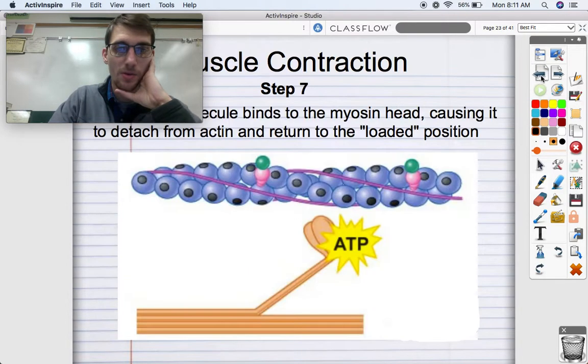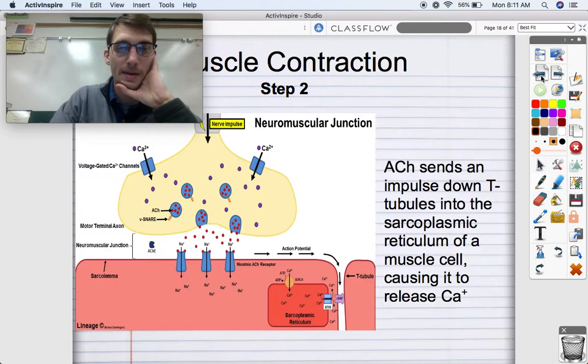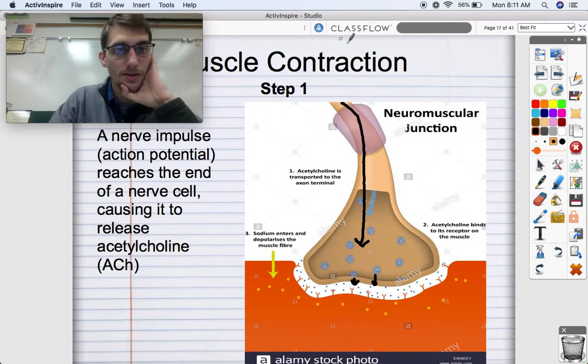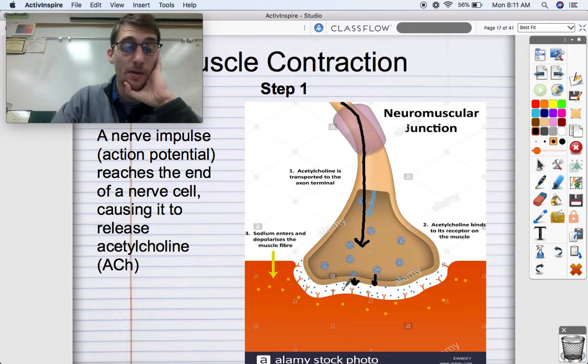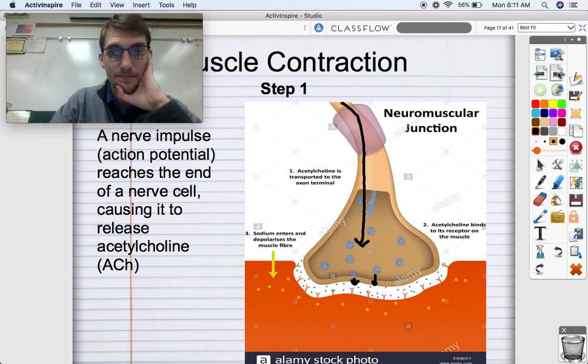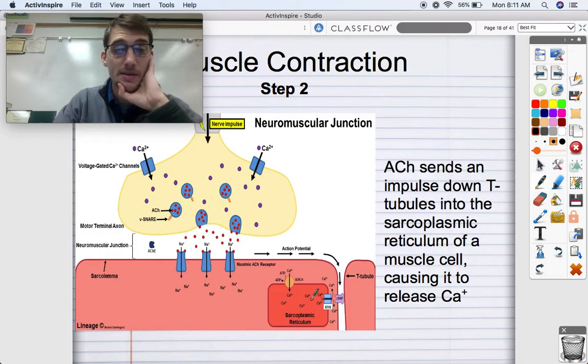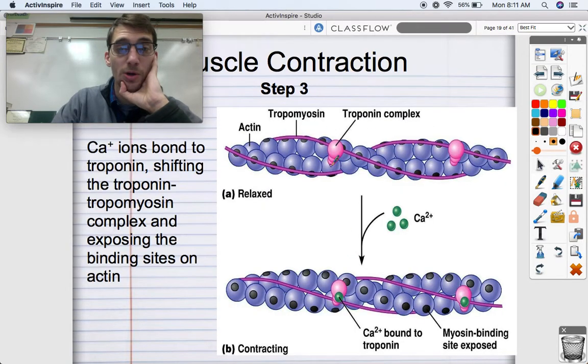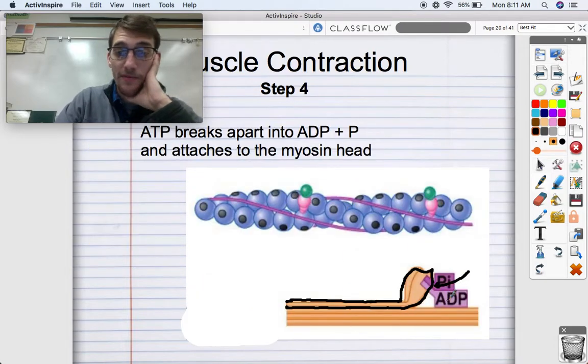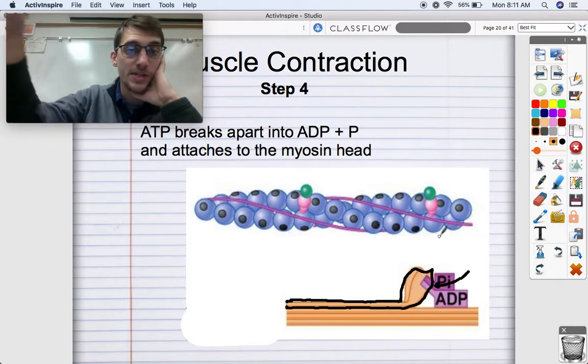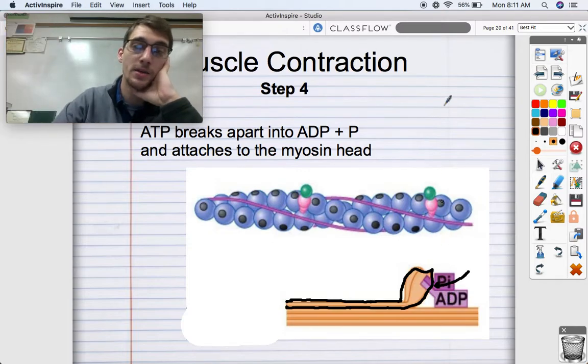So I'm going to run through it just one more time. The nerve cell sends a signal to the muscle cell. The muscle cell picks up the signal. The signal causes the muscle cell to release a bunch of calcium. The calcium gets troponin and tropomyosin out of the way, allowing myosin and actin to bind to one another. Myosin, with the help of ATP, forms a cross bridge. It reaches across to the actin and binds to it.